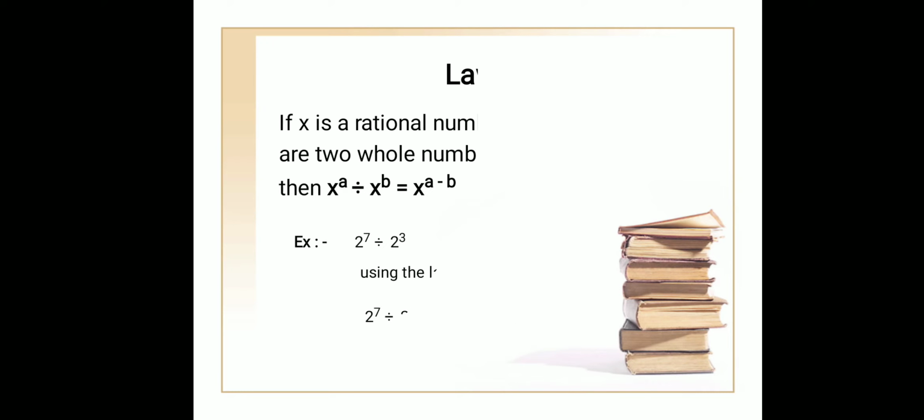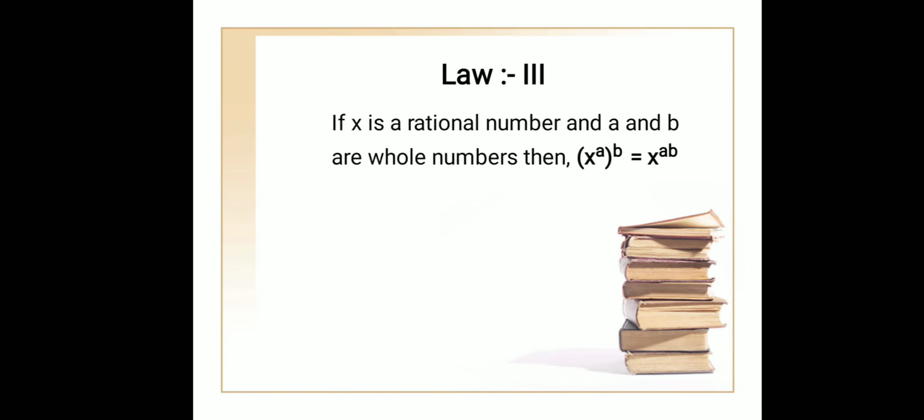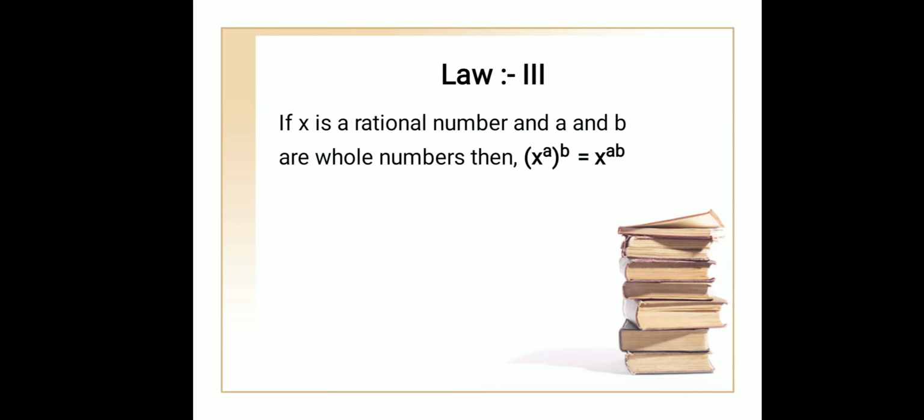Now our next law is the third. If x is a rational number and a and b are whole numbers, then x raised to the power of a, raised to the power of b, is equal to x raised to a multiplied by b, is equal to x raised to a into b.